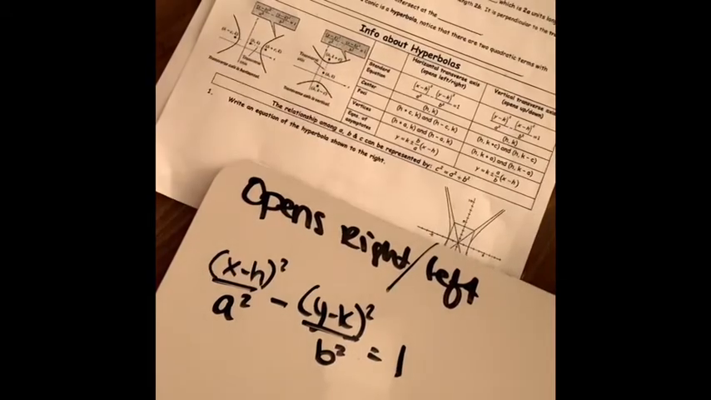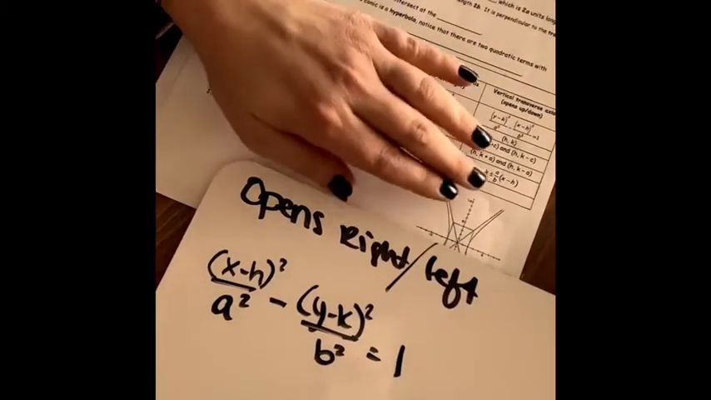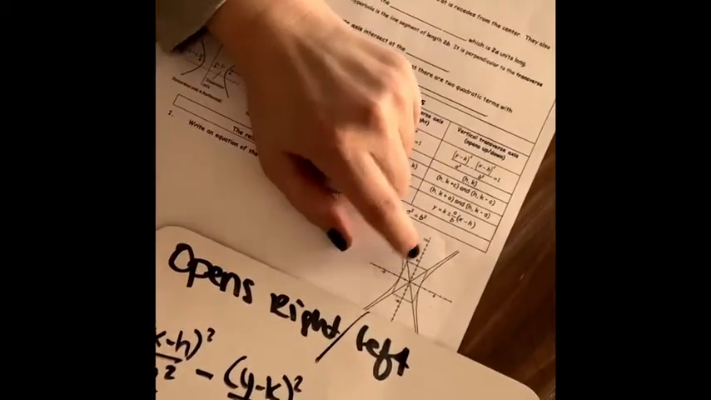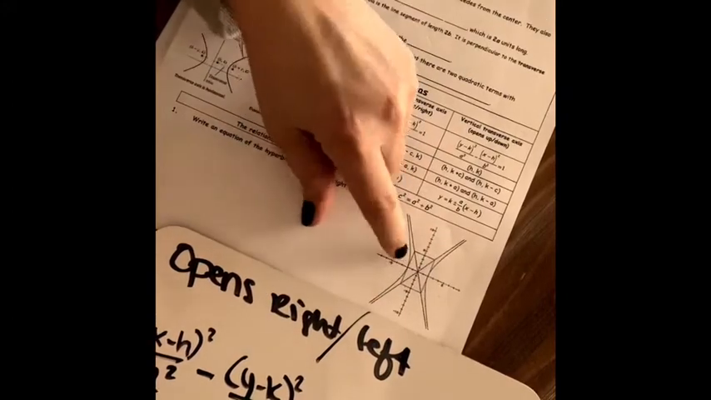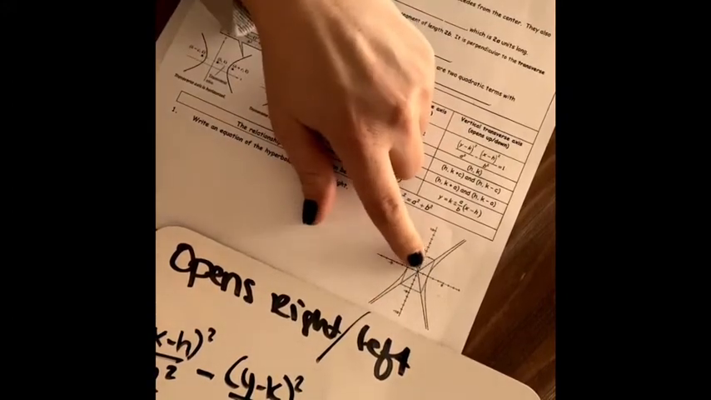So we want to figure out where the center of this graph is. So if we look here, the very center would be where those two asymptotes intersect. And you notice here it's at (0, 0). Okay, so your center is the origin.